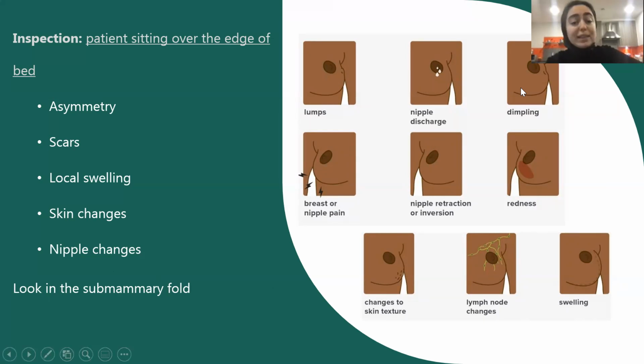And then you look for any dimpling. You can look for any nipple retraction or inversion, and you can comment if there is any eczema or Paget's disease of the nipple. You can also comment on any redness, any changes to the skin texture, for example peau d'orange, or any generalized swellings. Once you've done that, and once you've looked from all the sides, if your patient has larger breasts, you can ask them to lift them for you so you can see the submammary fold.